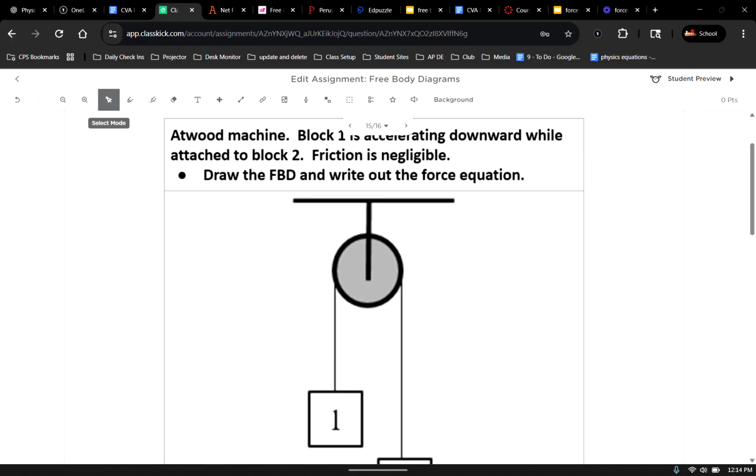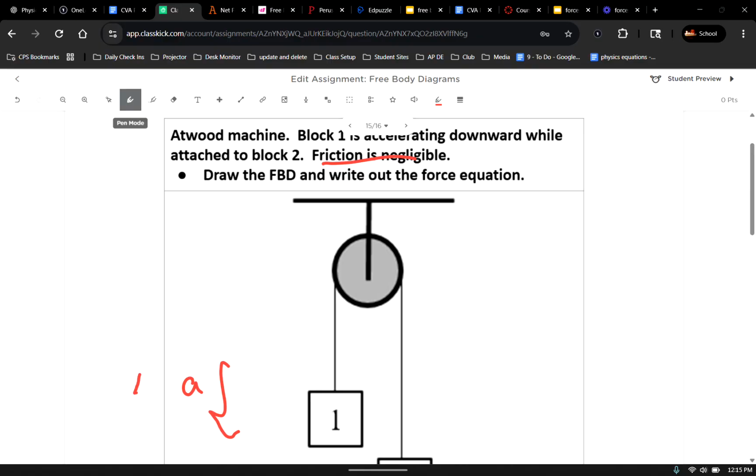This is called an Atwood machine. For the lab, you did what we called a modified Atwood machine or a half Atwood, where one of the blocks was on a horizontal surface. We're going to say friction is negligible. It's a pulley system, so it's a rope draped around this pulley, like an elevator. One goes up, one goes down. Block one is accelerating downwards. So off to the side, I would just make a note that, hey, block one is heavier, right? It's more massive and it's falling downward.